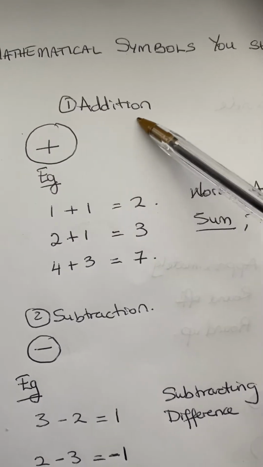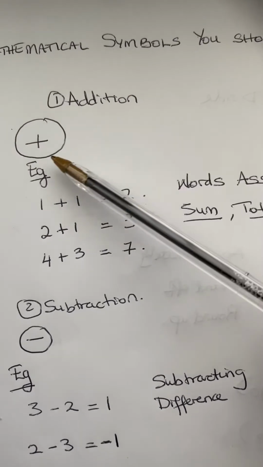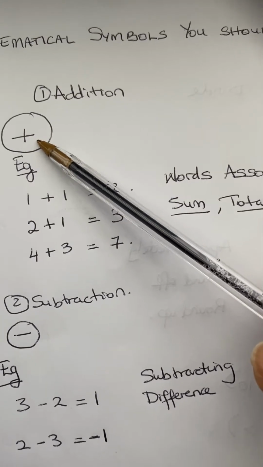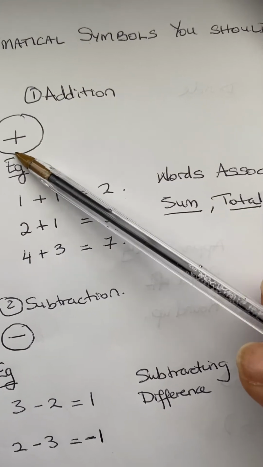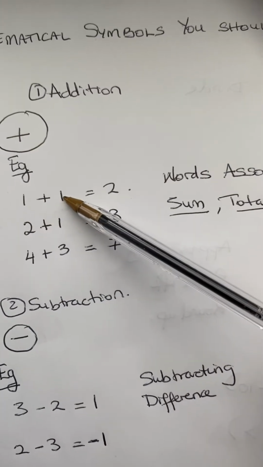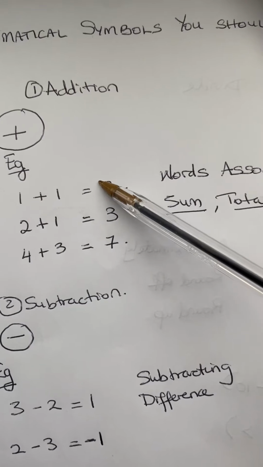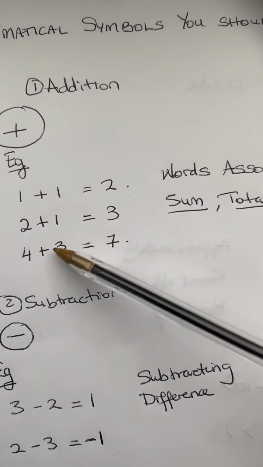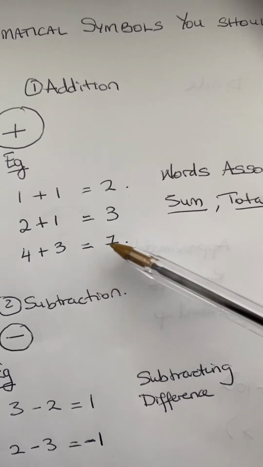The first one is addition. So that is the symbol we use. It looks like a cross. 1 add 1 is 2, and 2 add 1 is 3, 4 add 3 is 7.